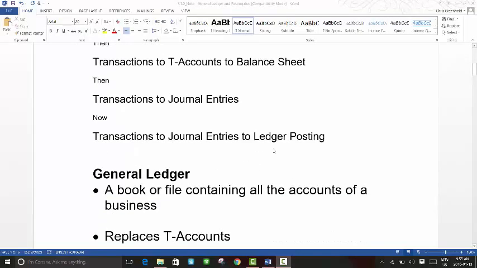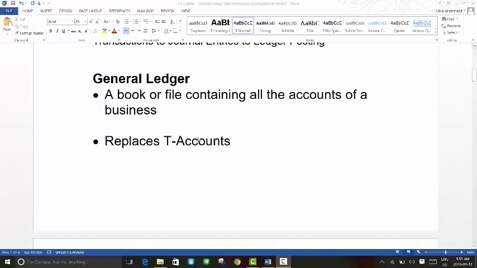But instead of doing that, we are learning about the ledger. So we are building on the two steps that we've been working on, which are transactions and journal entries. And now, instead of posting those to T accounts, we're going to learn about the ledger and how we post journal entries to the ledger.